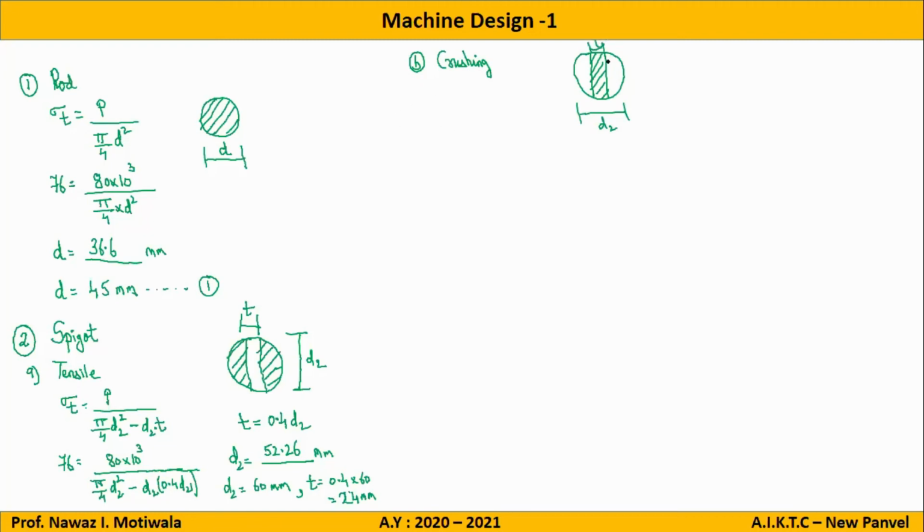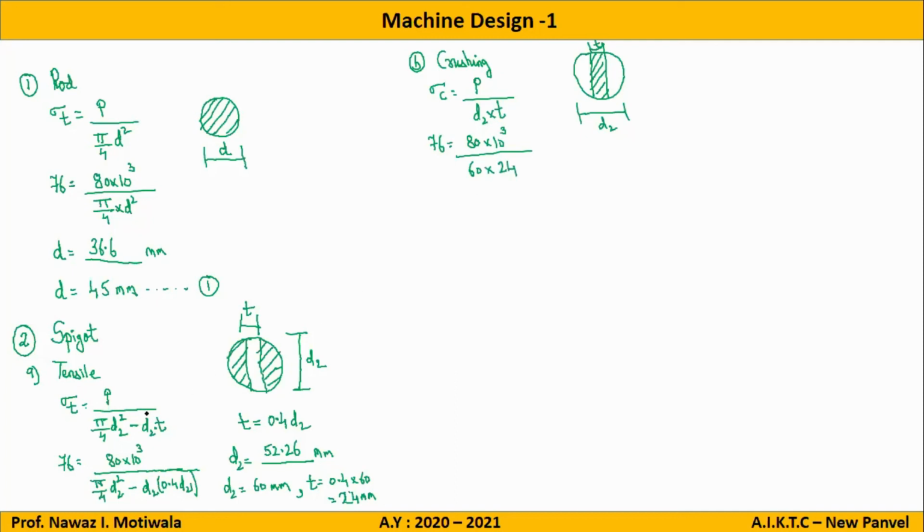So I will write down here. Sigma C is equal to P divided by area. What is the area of the shaded portion? D2 into T. Yes, it will be D2 into T, because the length or height of this rectangle is nothing but a diameter, that is D2, and multiplied by thickness, that is T. Now, in this equation, sigma C is known to me, we have already found out 76. P is given to me 80 into 10 raised to 3, that is 80 kilonewton, divided by D2, we have just now found out as 60, multiplied by T, we have found out as 24.